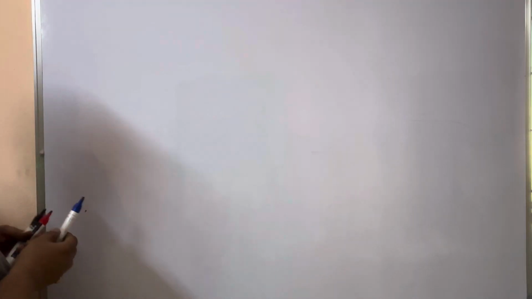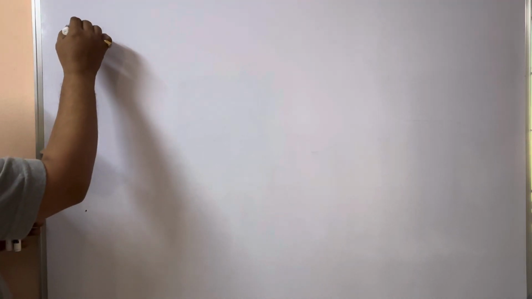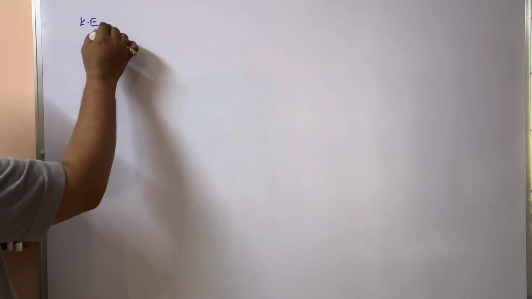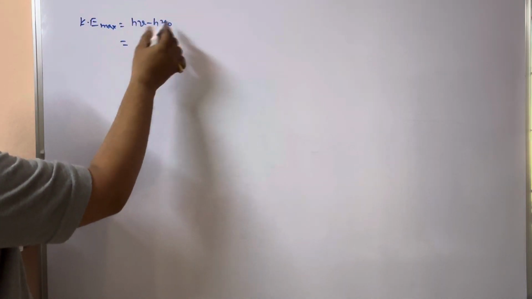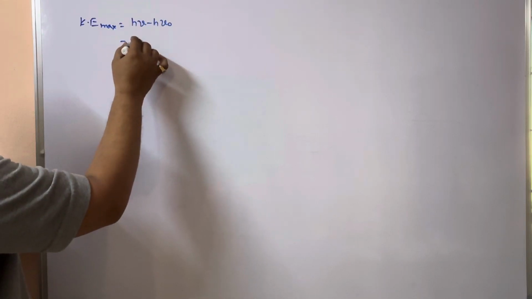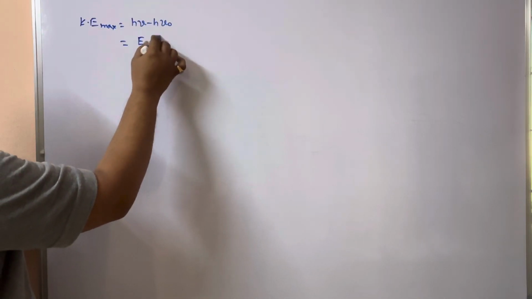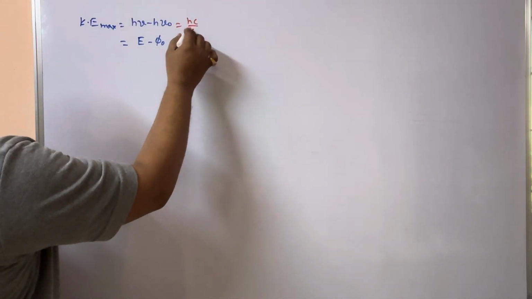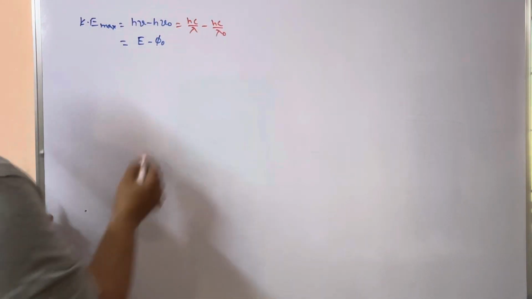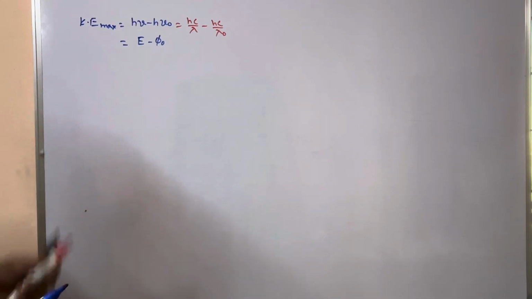In dual nature of matter, we have the photoelectric equation, isn't it? So the maximum kinetic energy is going to be h mu minus h mu naught, where mu naught is the threshold frequency. So incident energy minus work function. Like this, hc by lambda minus hc by lambda naught. Like this we have the equations.